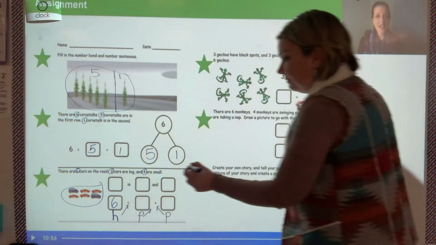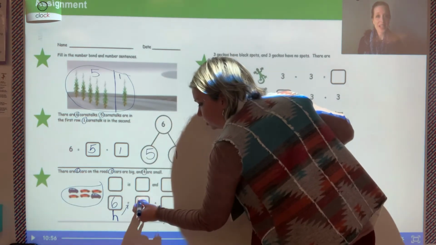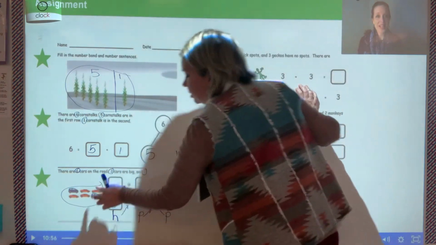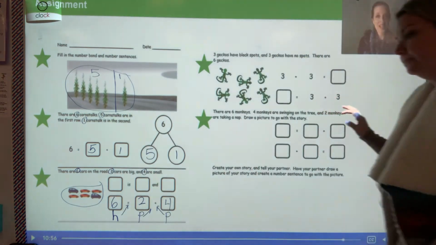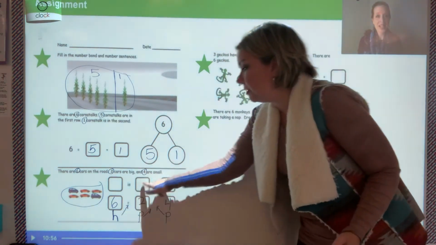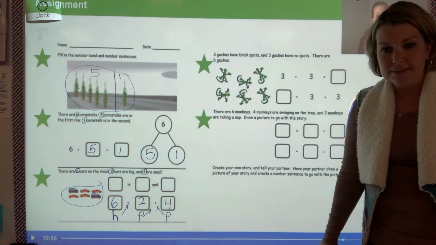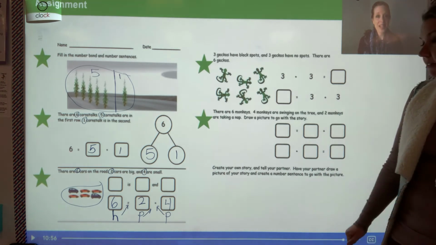It says 2 of the cars are big. Do you see the big blue ones? 2 are big and 4 are small. Could I write that a different way up here? Could I write that a different way? Tell me another way I could write it. Estelle?